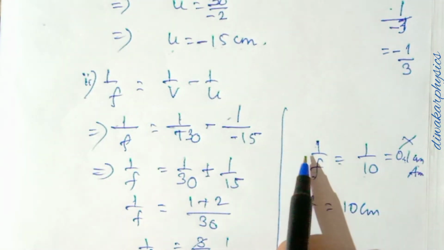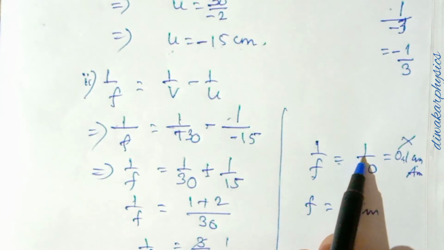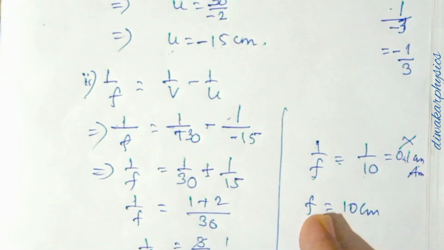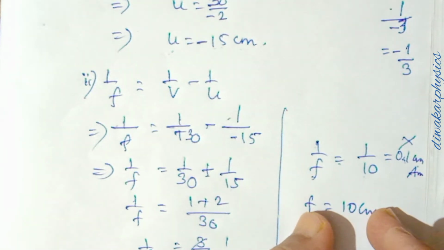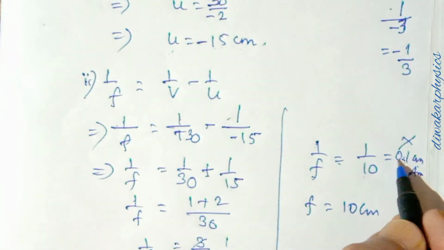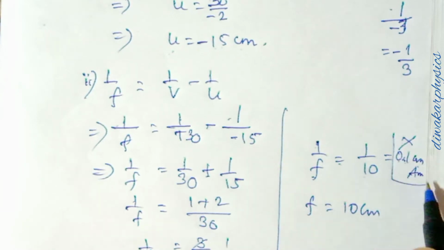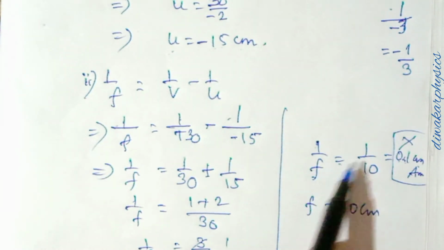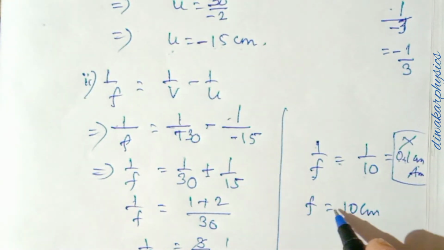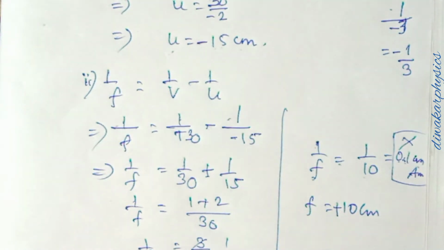So you have to be careful that you take the reciprocal while using this formula and finding f or u or v, whatever it is. This is a very common mistake here. So don't take 0.1 centimeter. This is wrong. Don't forget to take the reciprocal. See here I have got positive 10. So I am correct, because a convex lens has positive focal length. Okay, so this way you can solve the first question.